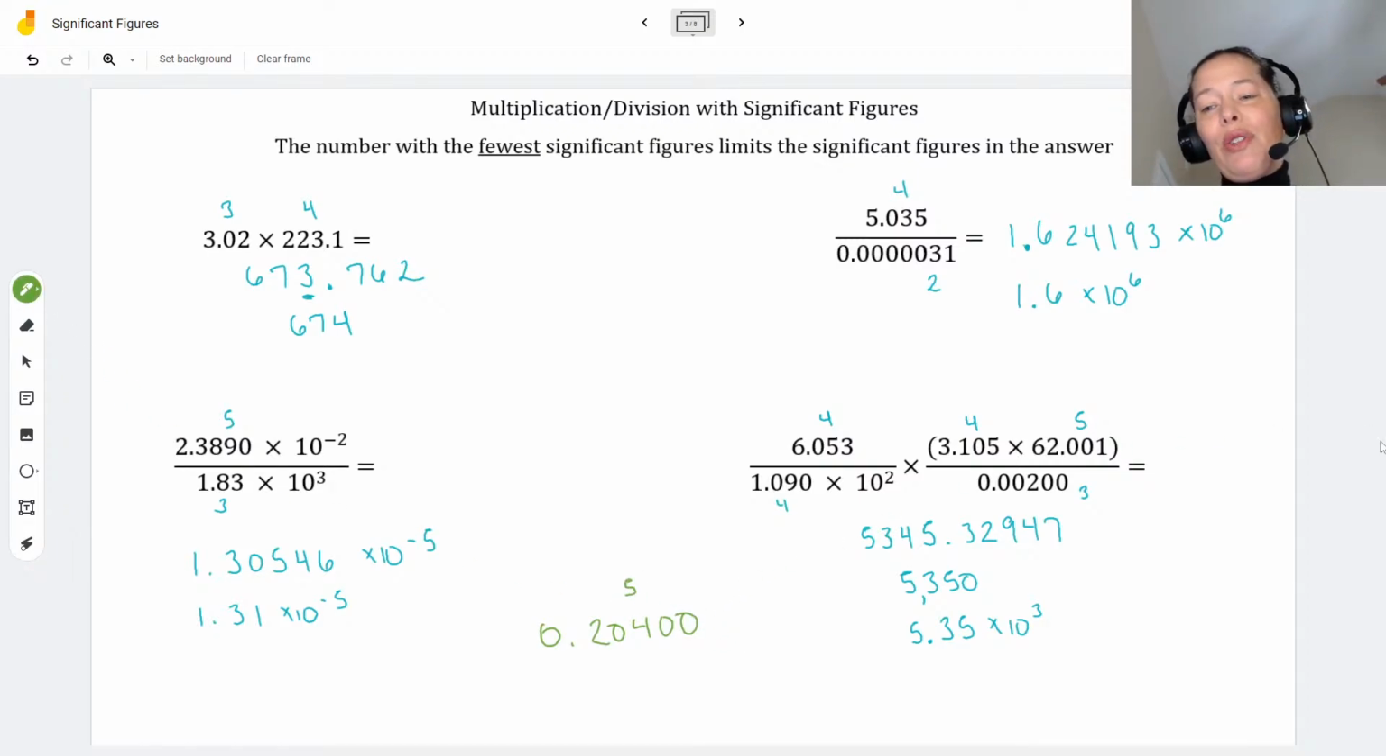I know those zeros are really, really tricky. Again, if you can convert to scientific notation, it's why I love scientific notation. It makes it really easy to do the sig figs. Okay, let's go on and let's start mixing up our addition, subtraction, our multiplication, division.